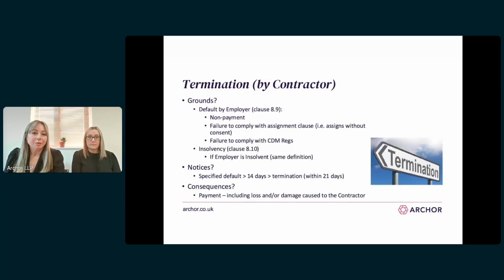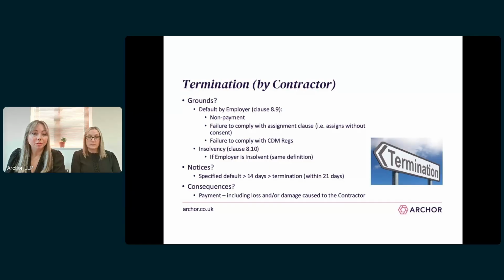So that's termination by the employer, but what about termination by the contractor? So in an unamended JCT, there are 3 grounds for termination by the contractor. The first being non-payment of a sum due under clause 4.9. The second is a failure to comply with the assignment clause. And the third is the employer's failure to comply with CDM regs. Now, in practice, all of these specified default clauses probably would have been amended in the contract. So if you're a contractor looking to terminate, you're going to need to check these amendments first.